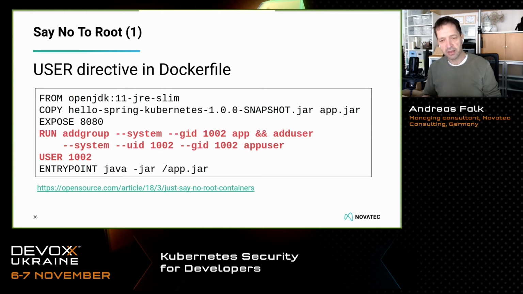So just use a higher user ID in that case. So we have added an app user, a special one, and then by the USER directive with user 1002, we just advise Docker, please use that user for running our Java application and not the root user anymore. Now this is a typical Dockerfile using OpenJDK and just using our Hello Spring application as a sample.